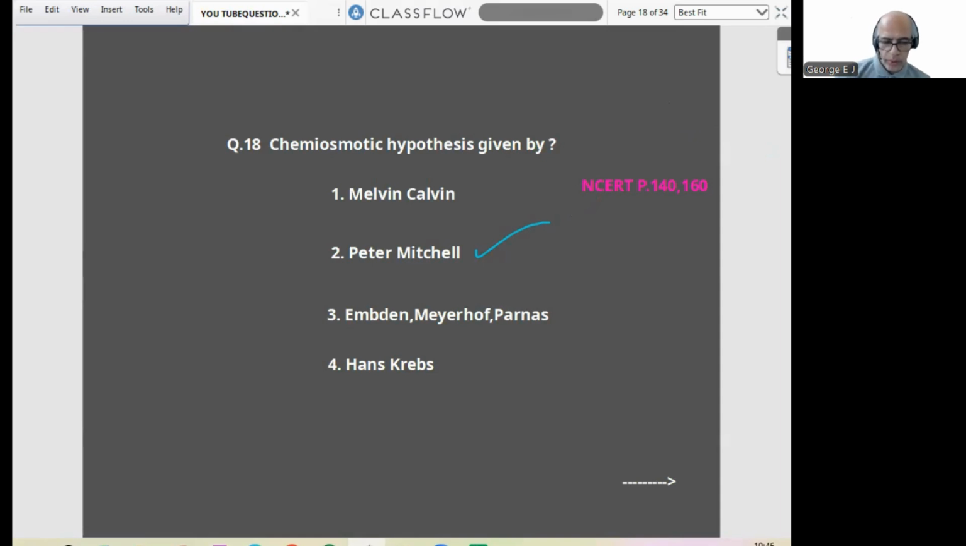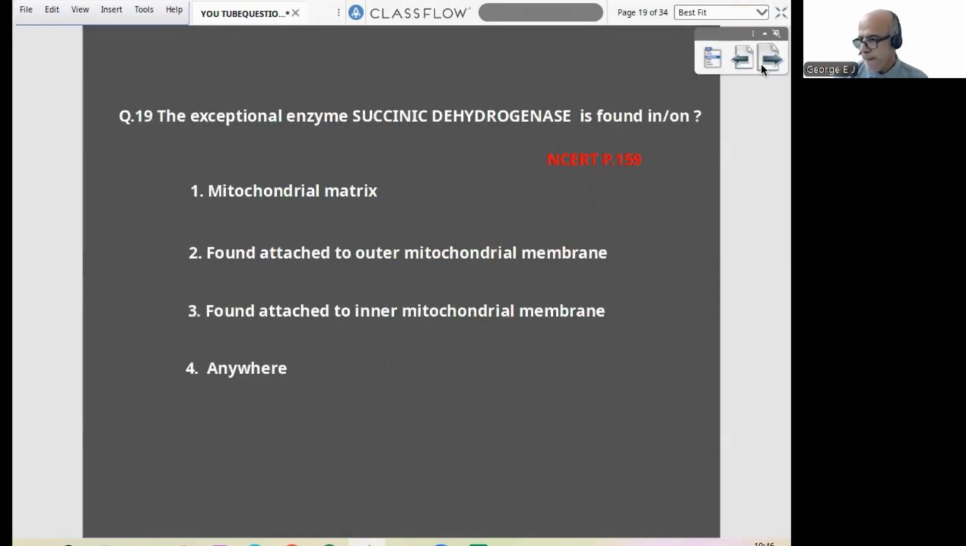Now coming to question number 19. The exceptional enzyme succinic dehydrogenase, SDH, is found in or on. It is an exceptional enzyme because others are seen in the mitochondrial matrix, while succinate dehydrogenase is specifically found attached to the inner mitochondrial membrane. So it is on the inner mitochondrial membrane. So option is 3.